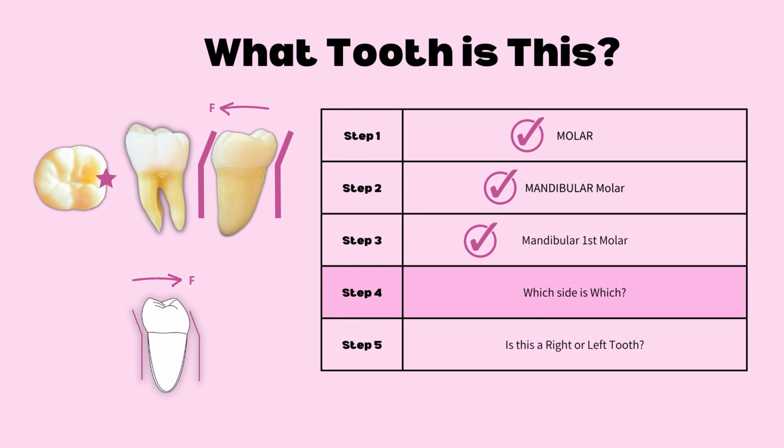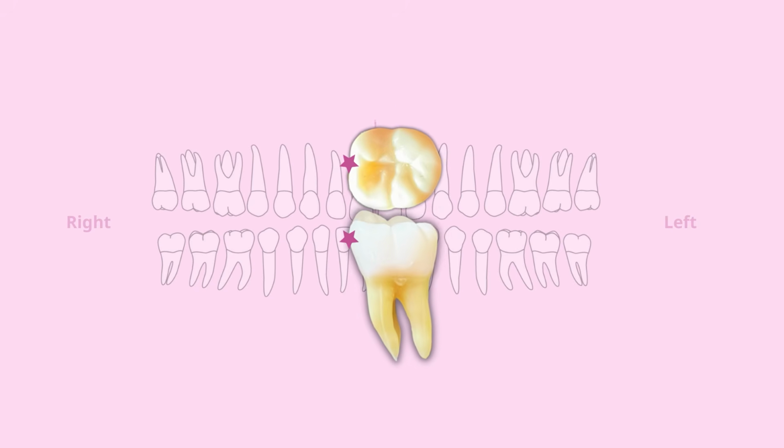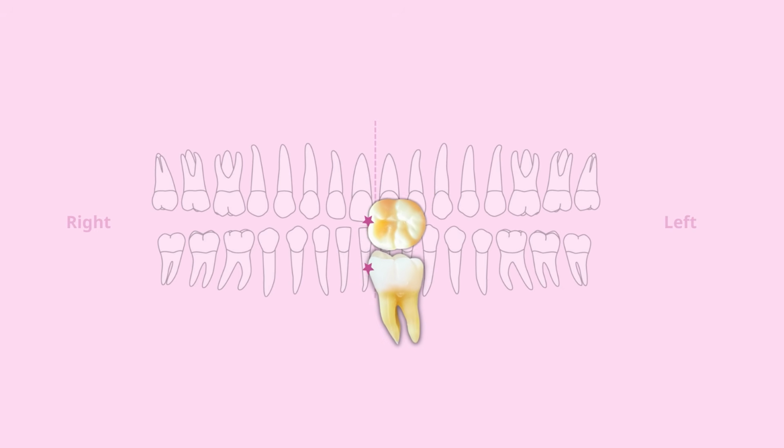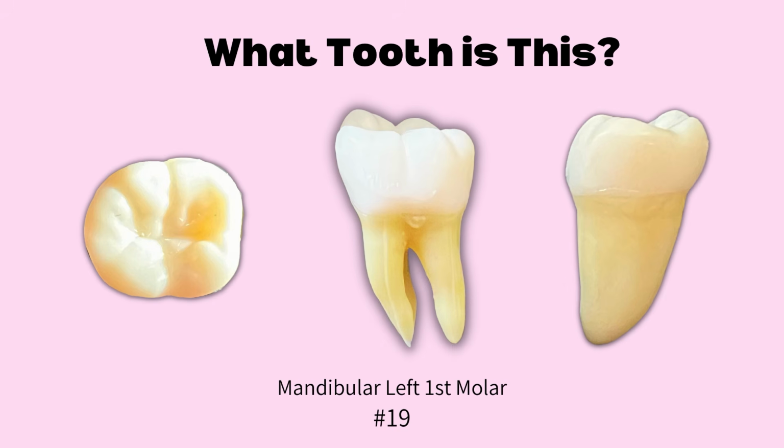Now that I have my mesial and my facial determined, I'm ready for step 5. Is this the right or left tooth? I'm going to hold this tooth with the facial facing me. I'm going to hold the mesial. I'm going to place this mesial at the midline of my imaginary mouth. Which side of this mouth have I ended up on? The patient's left. So this is the mandibular left first molar, aka number 19.